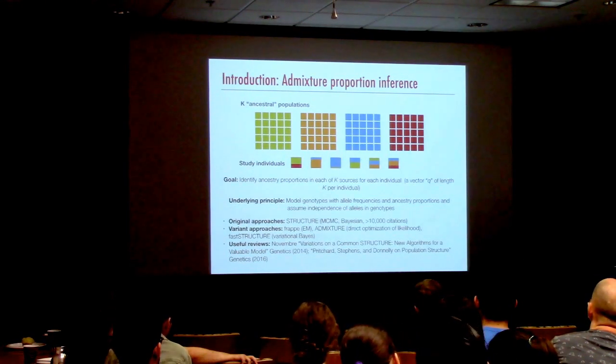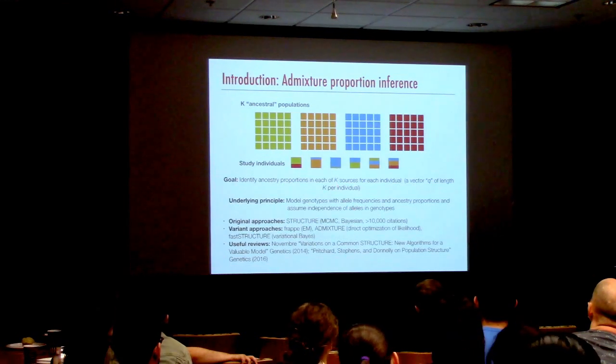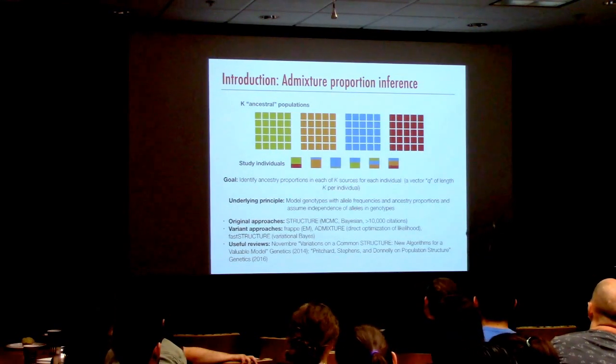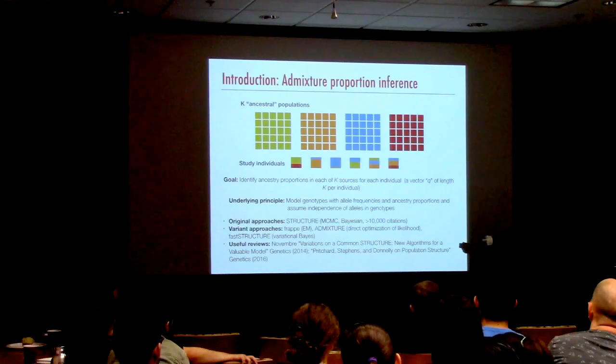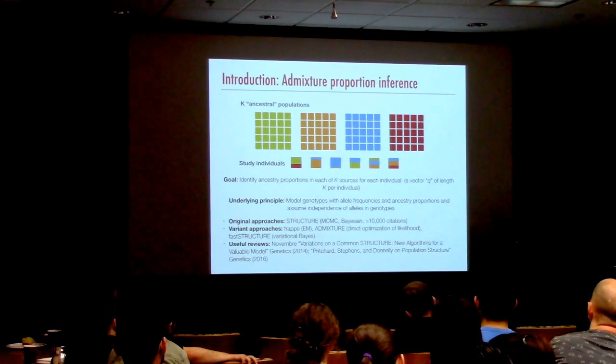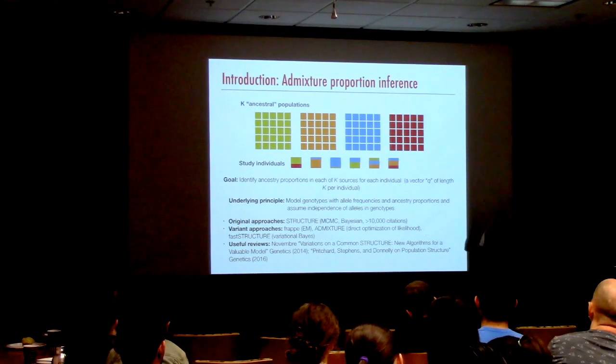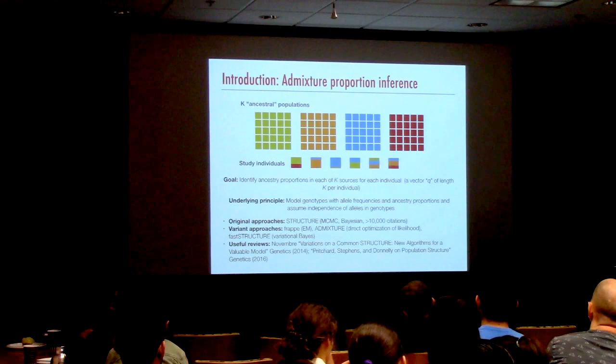Once you know the allelic proportions, each allele draws a source population based on the ancestry vector, and then you draw an allele from that population. Then the next allele does that independently.